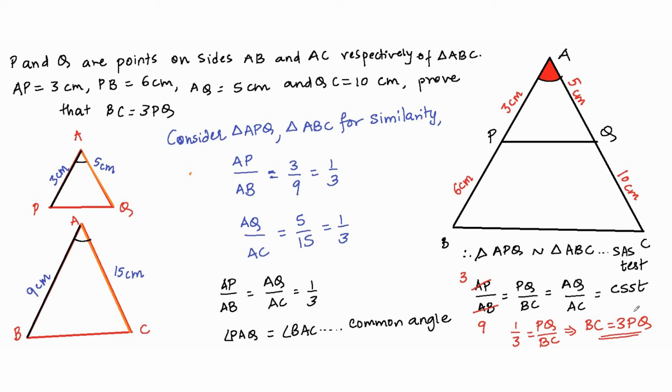Over here the SAS test was used, so this is a good problem to check for the SAS test, and the angle was common, which is why using corresponding sides of similar triangles I was able to prove BC equals thrice of PQ. So let me pause for a minute before I consider the next question.